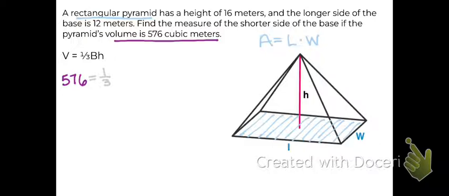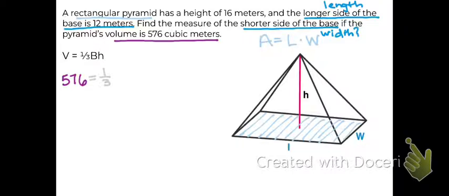Well, we do know the length. Do you see it? The longer side of the base is 12 meters. That's the length. Are they telling us the width? They want us to find the measure of the shorter side of the base. We don't know the width. So we can't find the area of that base.